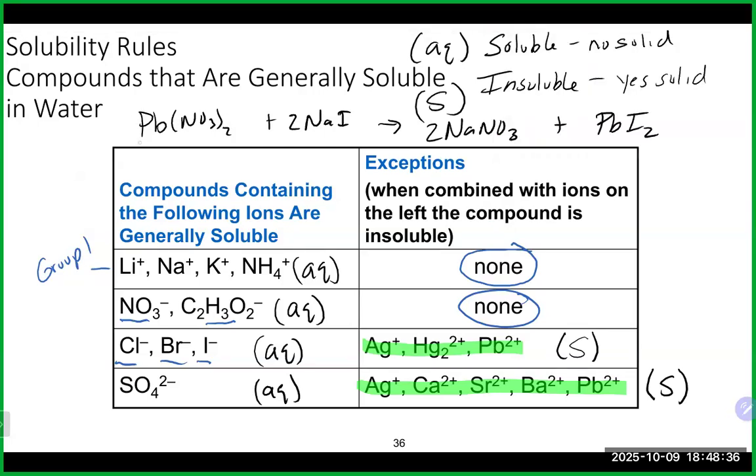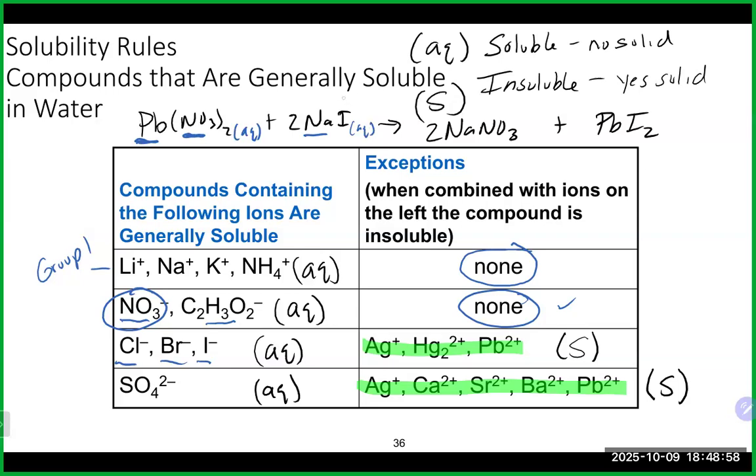I'm going to look at this. Although I may not see lead, I definitely see nitrate. Nitrate's right there. Nitrate is soluble in everything, no exceptions. I don't need to look any further. I know that's going to be an aqueous solution. I hit sodium right off the bat. I don't really need to go any further. There are no exceptions for sodium, which is group 1. I know it's going to be aqueous.